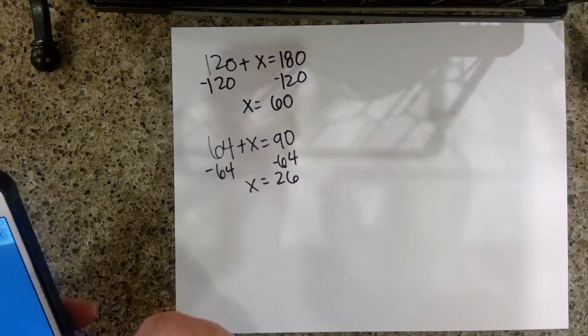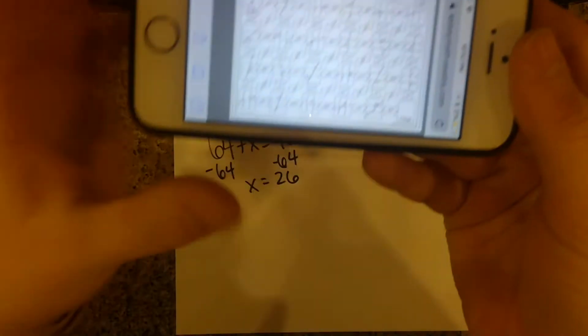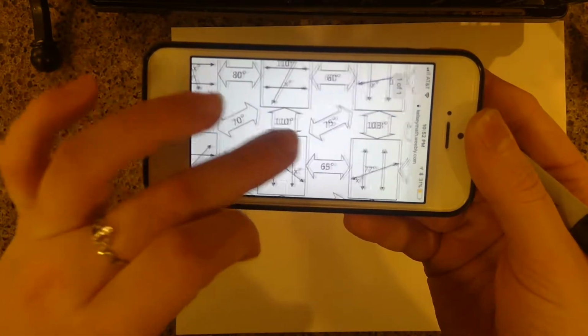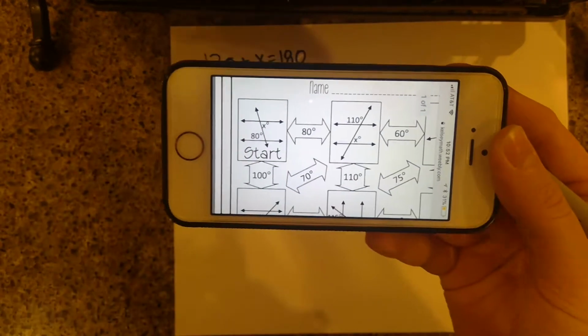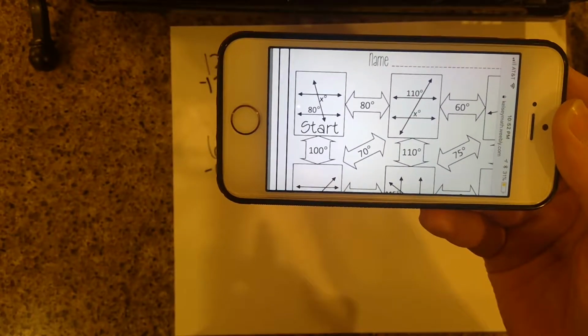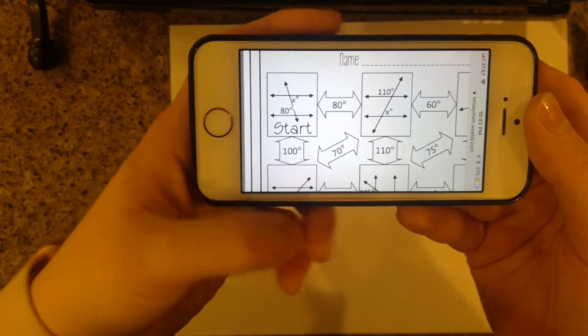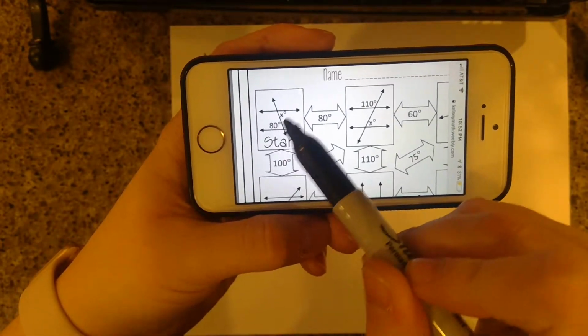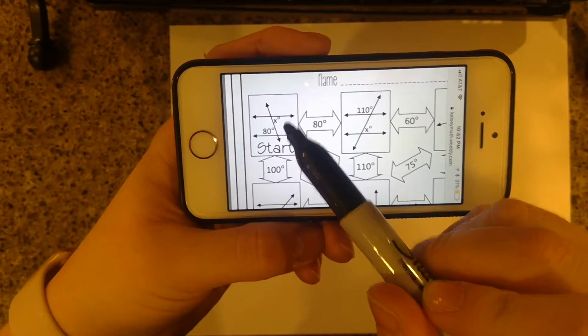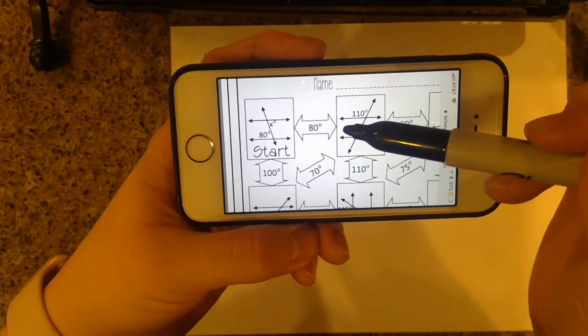The other one is the parallel lines maze. It looks like this. So here you have to use your booklet to determine what type of angles these are. So you start where it says start. And here you have alternate interior angles, which are congruent. So if this is 80, then the other one is 80 and you shade this way.